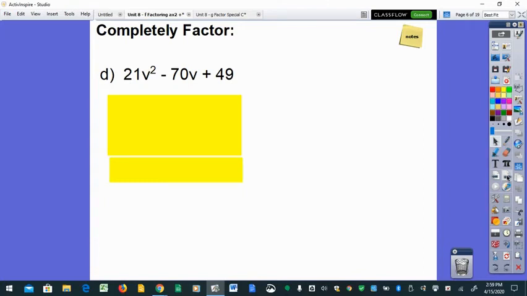So here's one just to see what I mean by completely factoring. This looks nasty until I realize that there is a common factor in all of these of 7. So I'm going to take that 7 and factor it out. 7 times 3b squared is 21b squared. 7 times negative 10 would give me the negative 70 with the b attached. And 7 times 7 is 49.